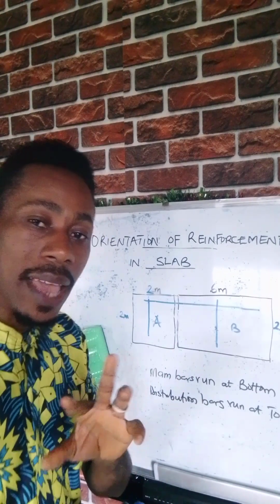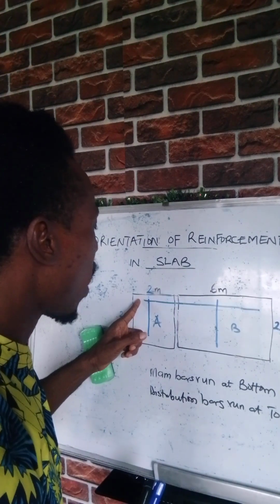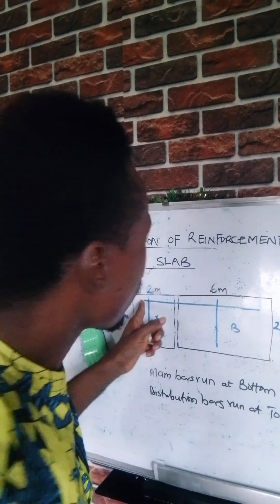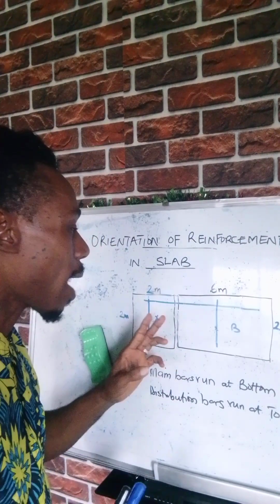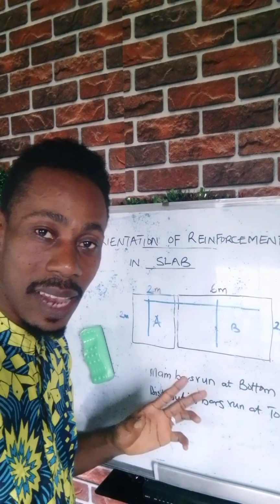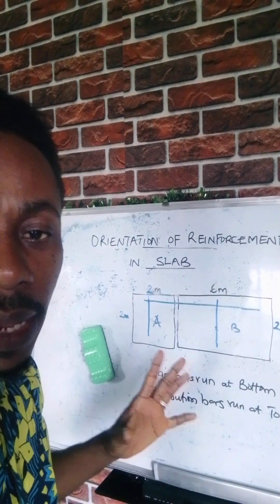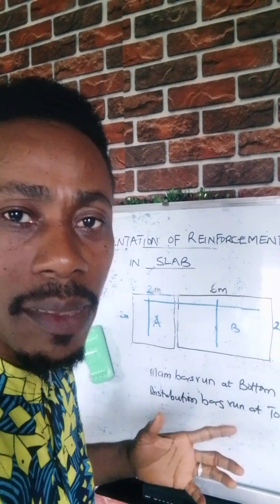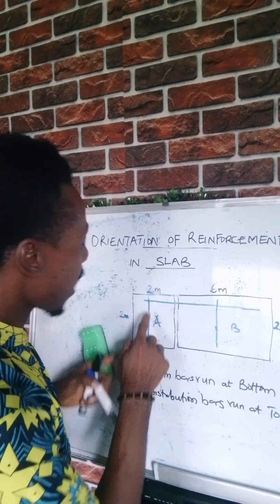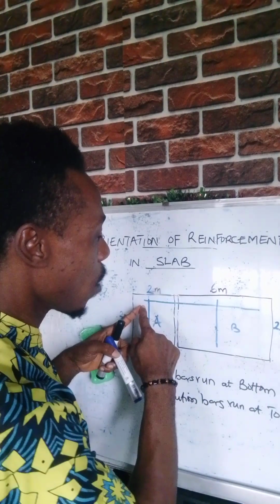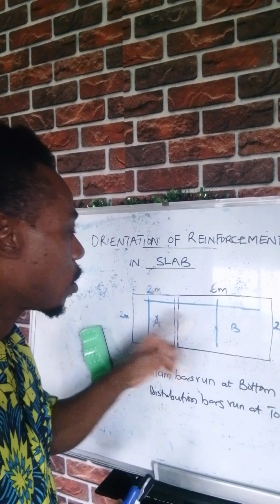A lot of persons normally make this mistake on site, where since it's one reinforcement, they run everything at once as bottom. It is wrong. You have to look at the span of that slab. You have to consider the panel, the span of that panel. It is very, very important. So understand that when you're using one reinforcement across two panels, you must understand their conditions.